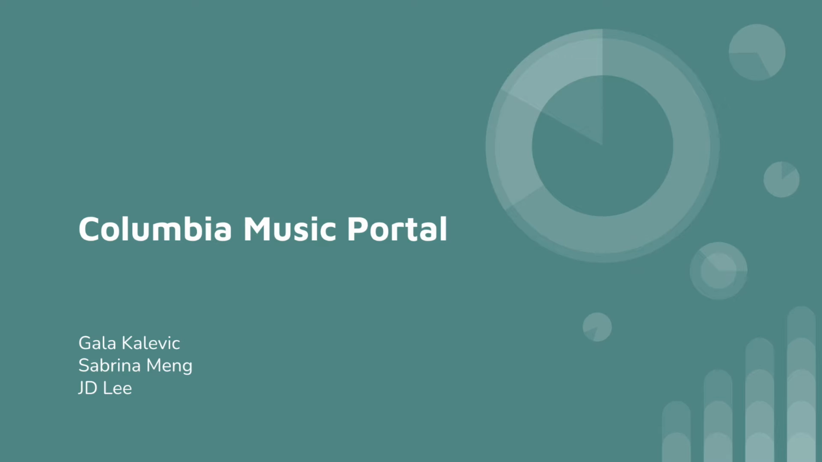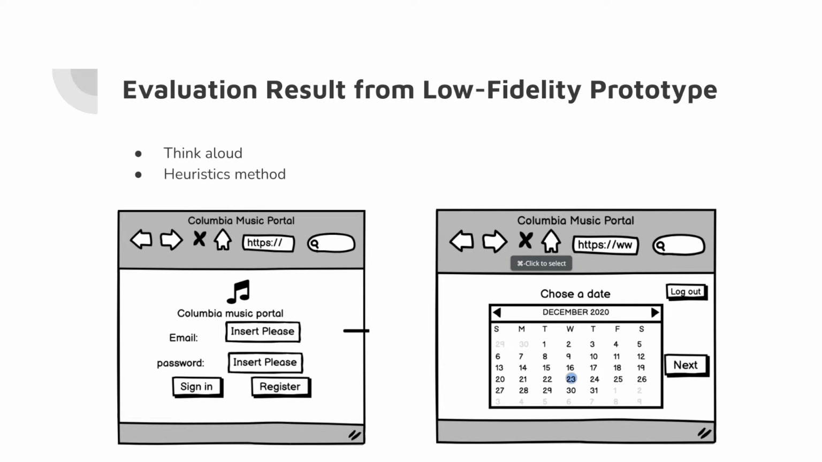Our system's name is Columbia Music Portal. We will start from the evaluation result. We used Think Aloud and heuristic techniques to evaluate 3 different groups.